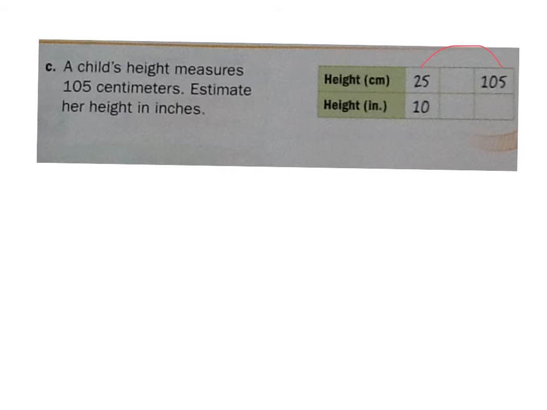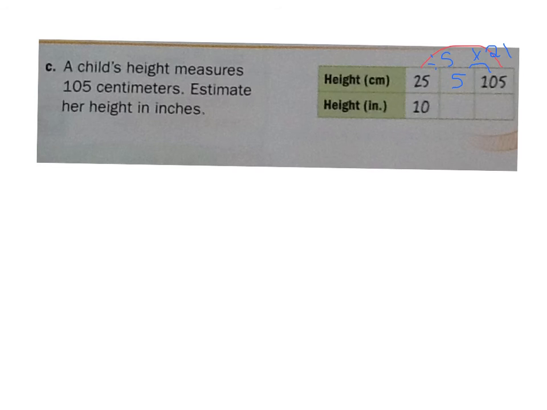Well, I know that 5 can go into both 25 and 5 times something gives me 105. So I'm going to try that. If I do that, 25 divided by 5 would give me 5. And then 5 times something gives me 105. Well, 5 times 21 would give me 105. 5 is the only number that would work, so that's why I know I can use it.